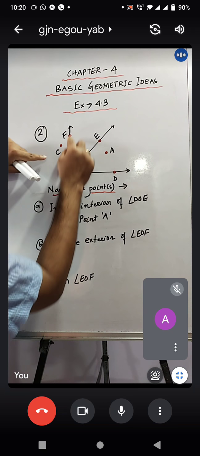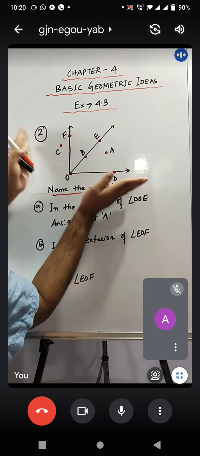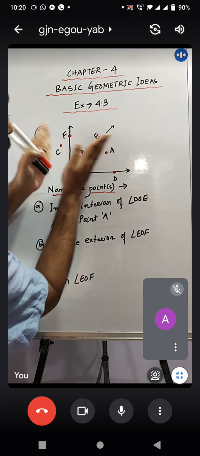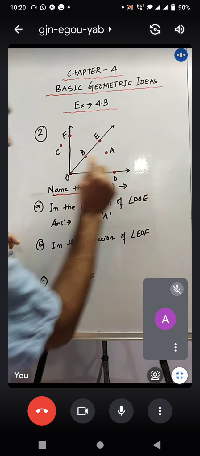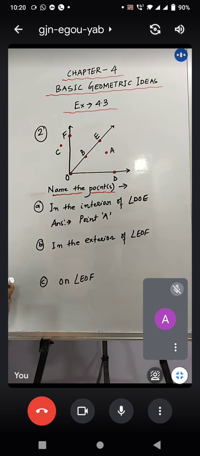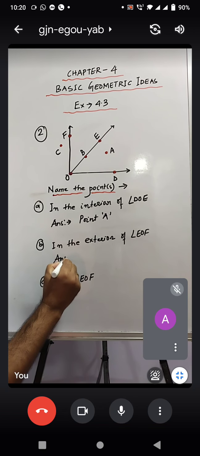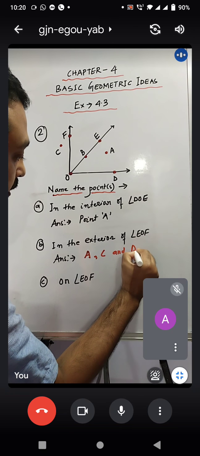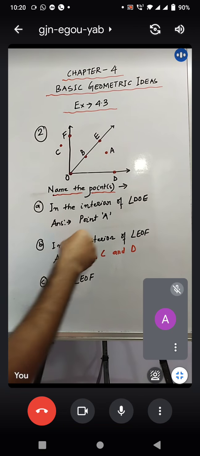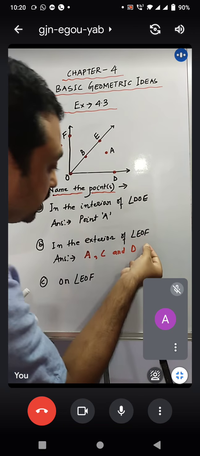Bahar hai. Okay, the points which are outside this angle. Okay, the points which are outside. That is C, A, and D. So we will name the points as A, C, and D. These are the 3 points which are exterior of angle EOF.